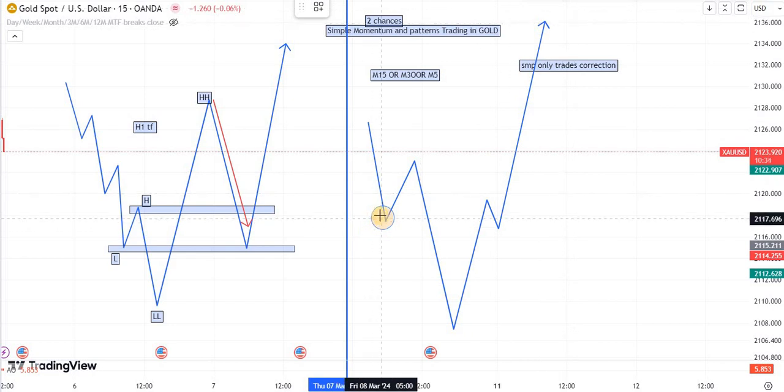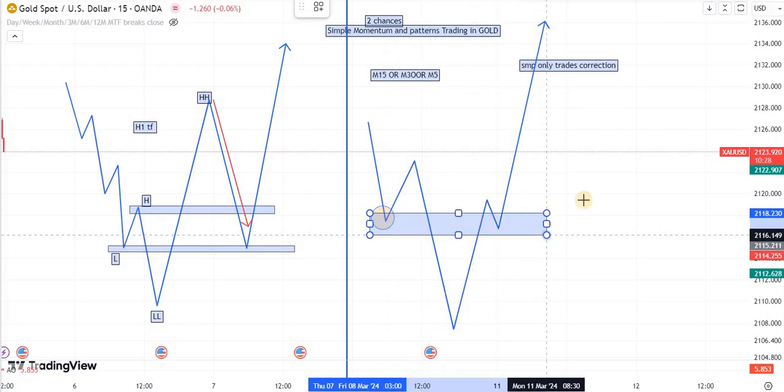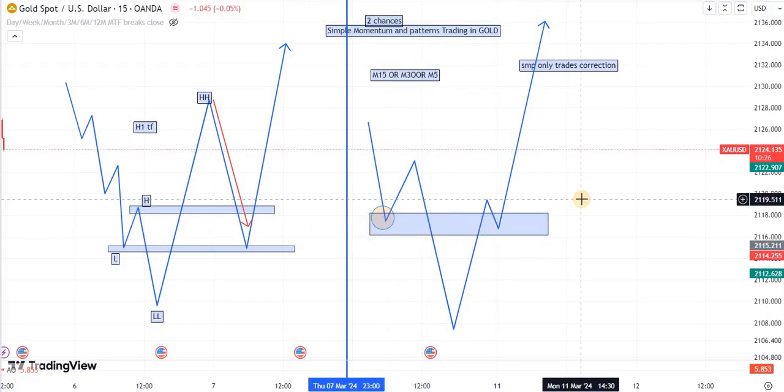So the next thing you have to see: this is a left shoulder and this is a rally base rally. I'll be telling you the rally base rally, drop base drop, drop base rally, rally base drop in this video only. So don't worry.